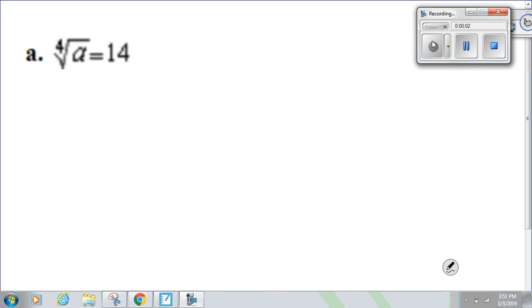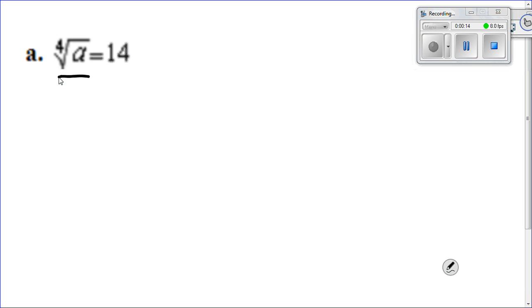So now that we know what rational exponents are, we're going to solve some equations with rational exponents. There's a couple of ways to think about this problem. So we know from what we just learned that the fourth root of a is the same as a to the 1/4 power. So we have a to the 1/4 power equals 14.